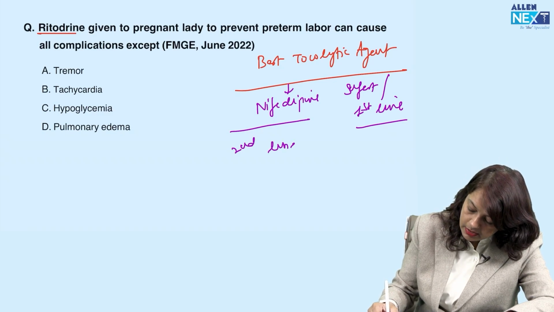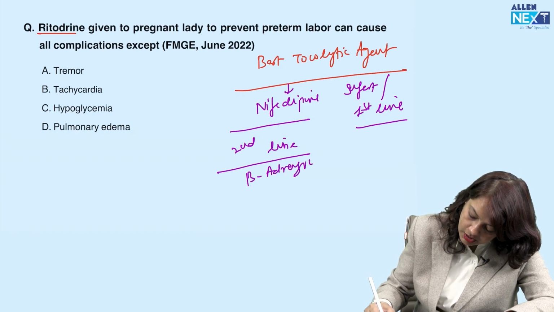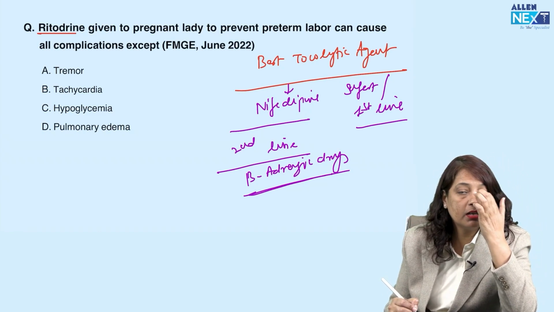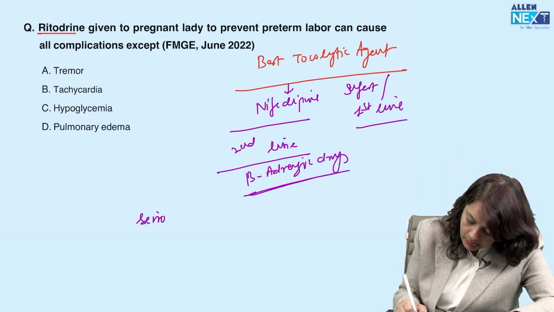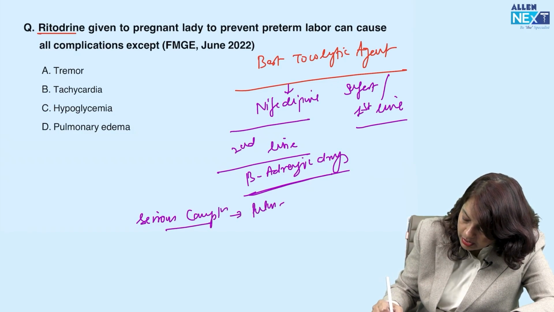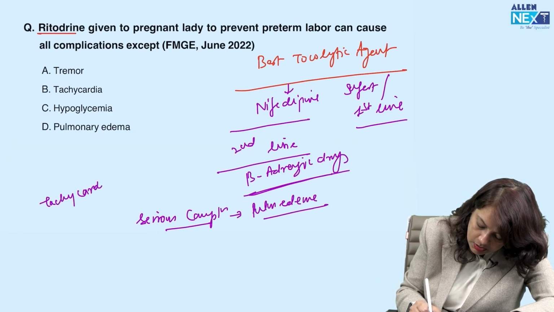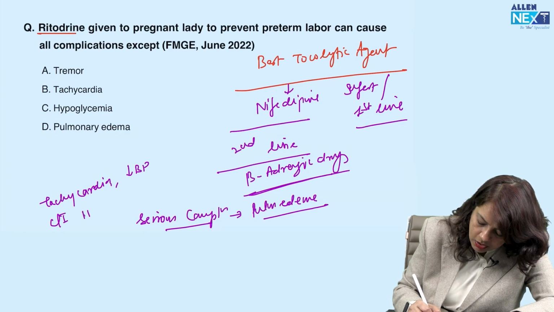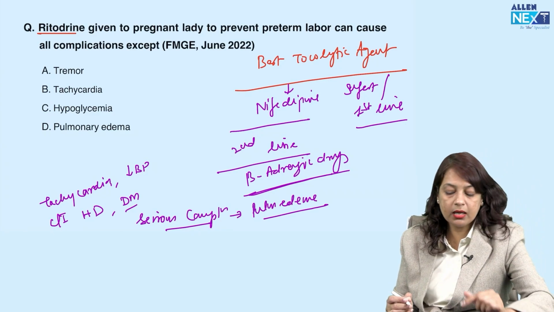The second line tocolytic agent is beta adrenergic drugs. Beta adrenergic drugs like Ritodrine, terbutaline, isoxsuprine, etc. And a very serious complication of beta adrenergic drugs is pulmonary edema. In addition, they can cause tachycardia, they can cause hypotension, so it is strongly contraindicated in heart disease patients as well as in diabetic patients.